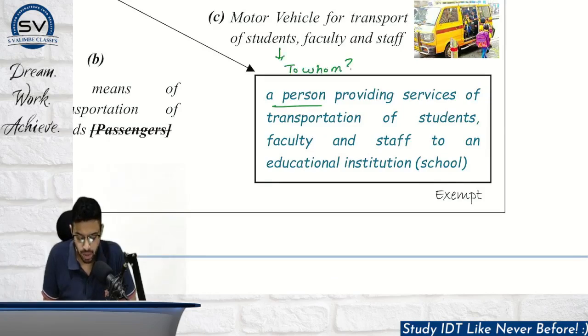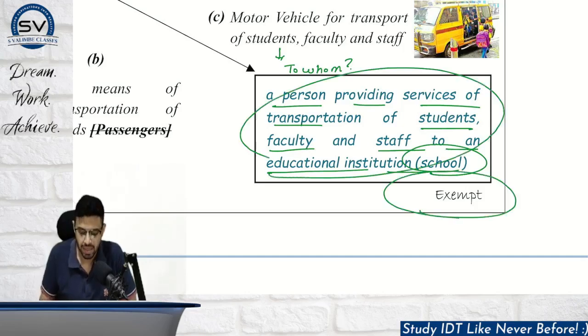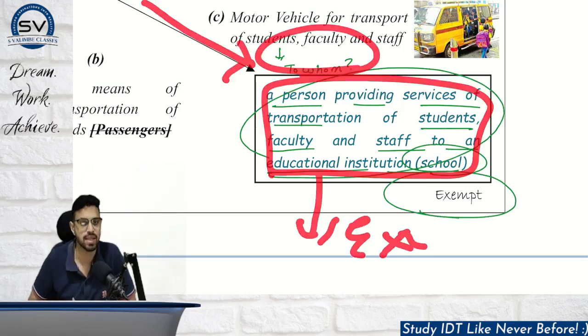To a person providing services of transportation of students, faculty and staff to an educational institution, that is, a school. So this itself is exempt. Basically, the person to whom I am providing on hire is further providing an exempt service. So this service is also exempt.